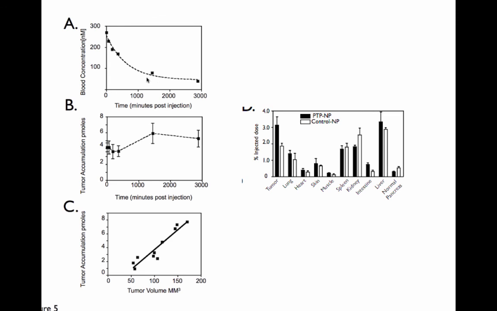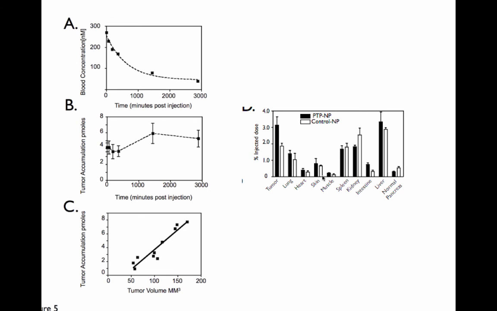So this is the blood half-life of these particles. It's a very long half-life. It's a nanoparticle. It's 40 nanometers. Here's the tumor accumulation after that time, and then tumor accumulation by volume of the tumor. And then this is called a biodistribution.